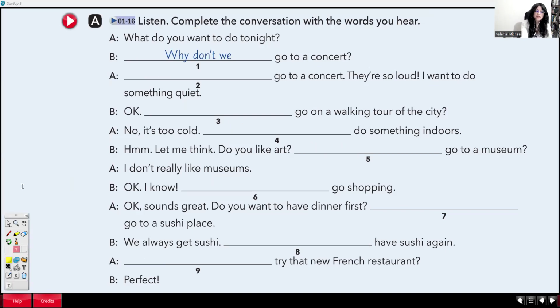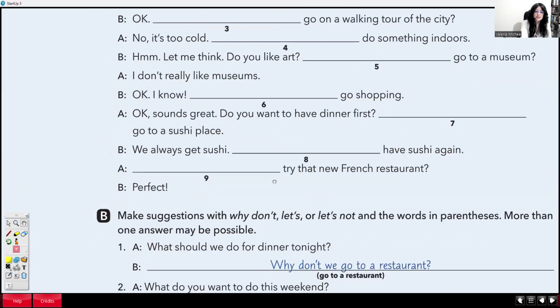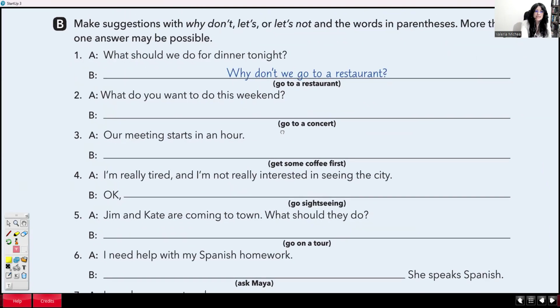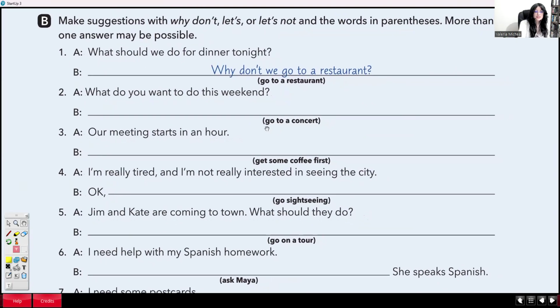Now let's move on to the second exercise here. We have B. Making suggestions. Again, with why don't we, or let's not. And now you need to use the words in parentheses. And of course, more than one answer may be possible because that's how language works. So we have here, what should we do for dinner tonight? And the suggestion is, why don't we go to a restaurant?